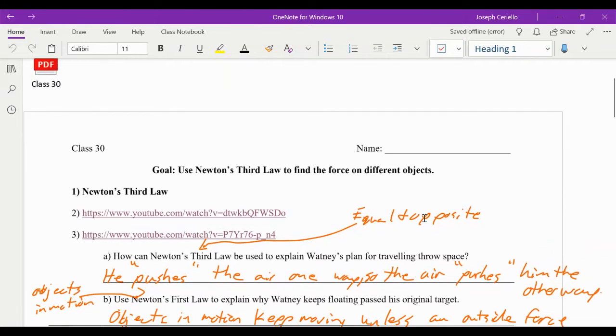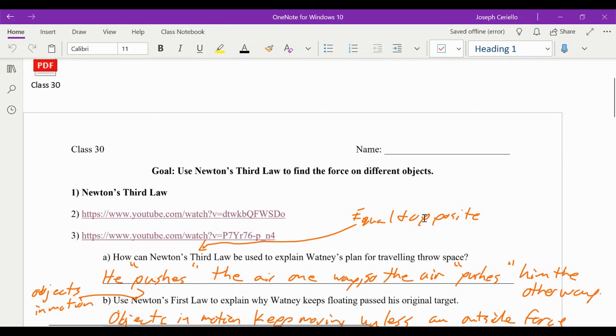Everyone, looking at class number 30. This is a class where we focus on Newton's third law. We've mentioned it before. Basically, the idea is a reaction has an equal and opposite reaction. We'll go through the exact definition in just a bit, but just keep it in your mind. That's what Newton's third law is.